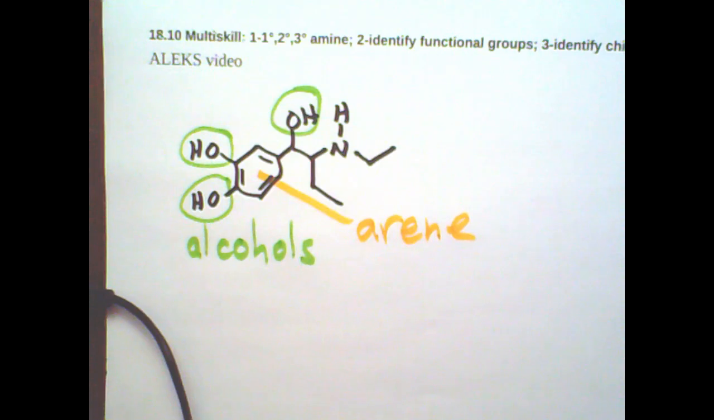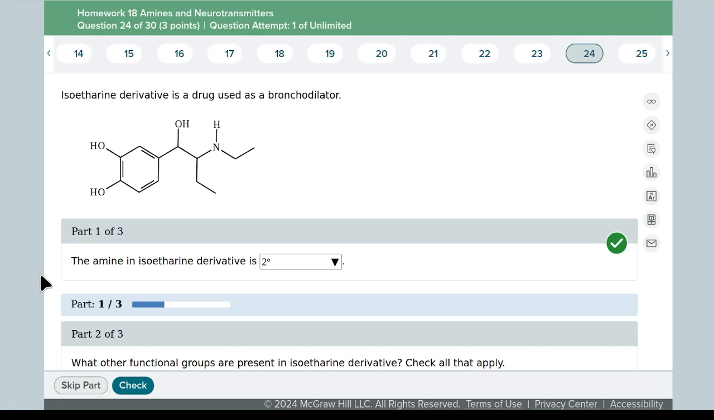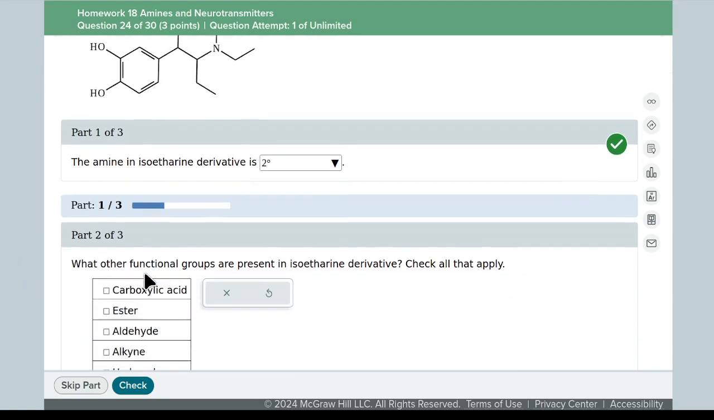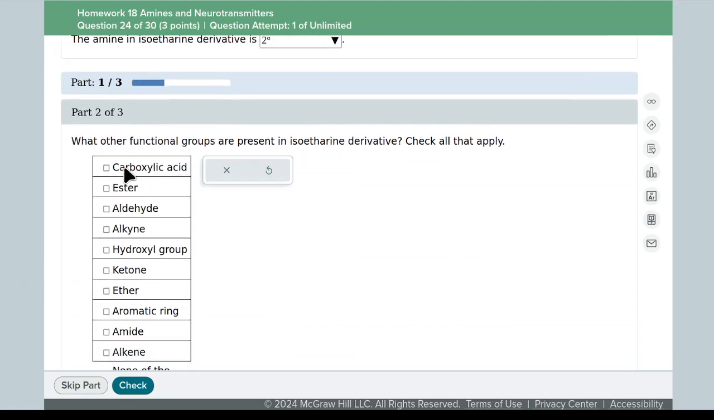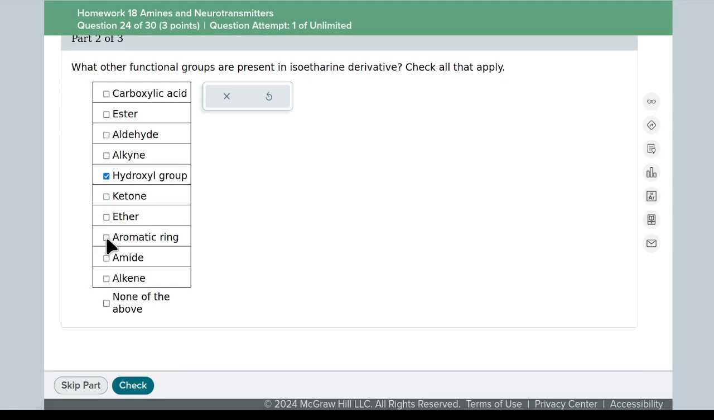So let's check our list. We go down till we find hydroxyl groups. There are our alcohols, and we've got an aromatic ring, and that's all of it.